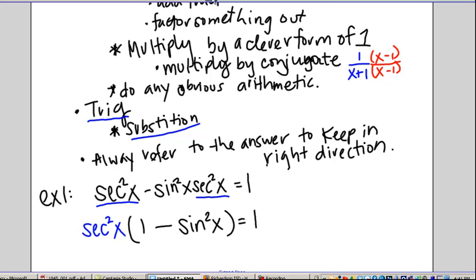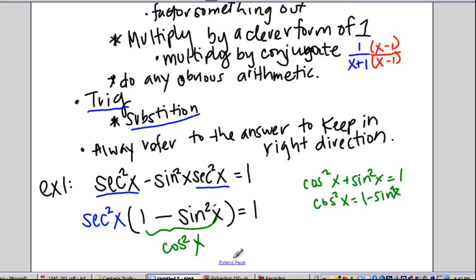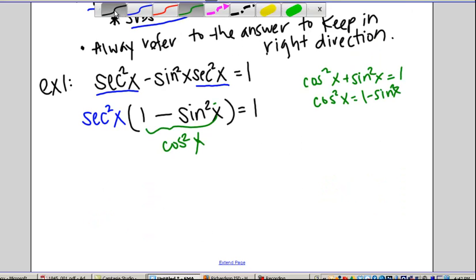Okay? Also, remember what I said, when you see sine squared and you see a 1, you're probably going to be using a version of the Pythagorean identity. So if we were to solve for cosine squared, we would be left with sine squared of x. Okay? So this right here goes to cosine squared of x. Oops, secant.